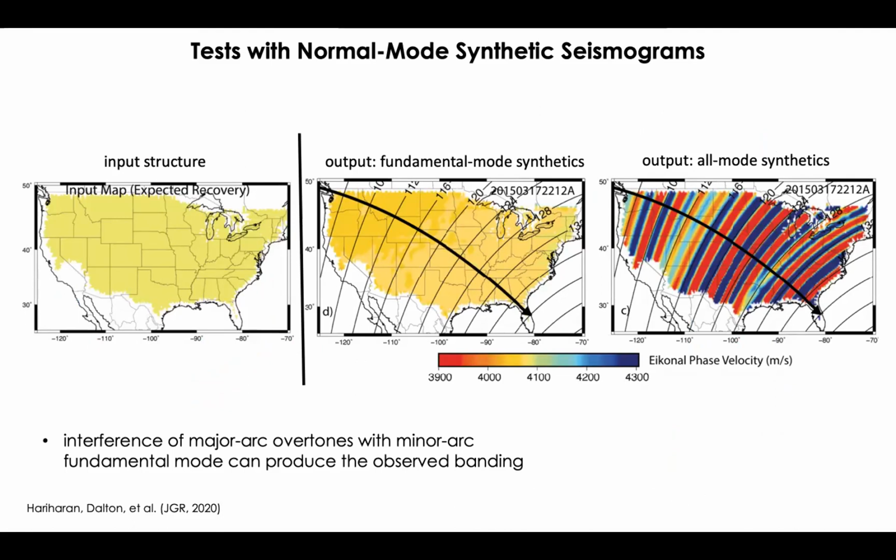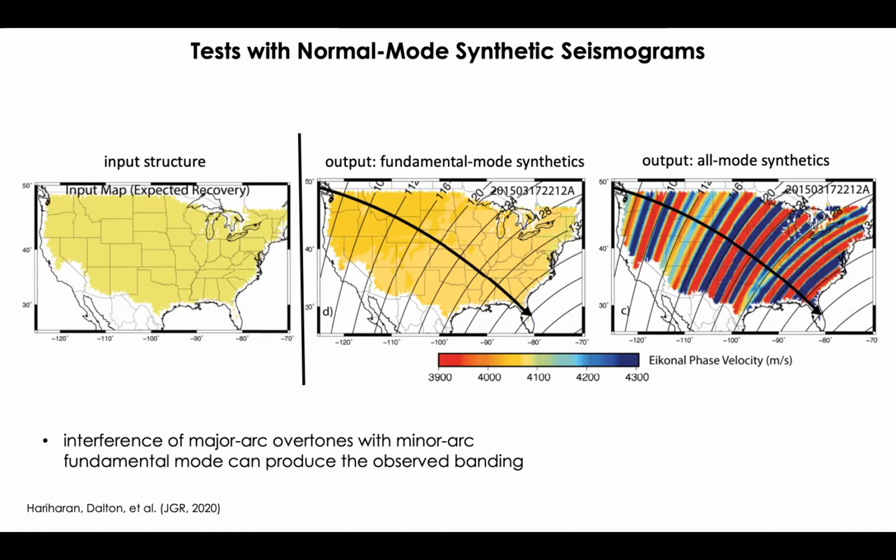And then the phase velocity maps determined from synthetic seismograms that contain only the fundamental mode, shown in the middle, the recovery is pretty good. But for the synthetic seismograms that contain all the modes, the phase velocity map that we recover is shown on the right. And it has these strong wavefront-parallel bands of high and low velocity, just like the previous slide. So this was essentially confirmation that the banding that we are observing is due to the overtones interfering with the fundamental mode. So can we find evidence that this is happening in real data?